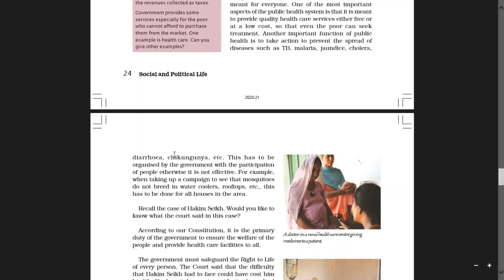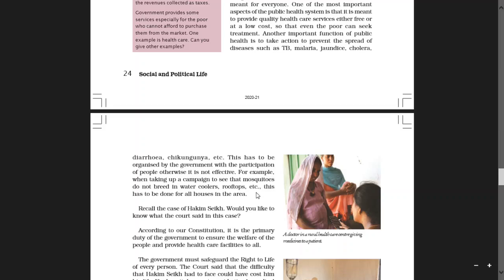This has to be organized by the government with the full participation and cooperation of people, otherwise it is not effective. If people don't cooperate, it will not be successful. For example, when taking up a campaign to see that mosquitoes do not breed in water coolers, rooftops, etc., this has to be done for all houses in the area.